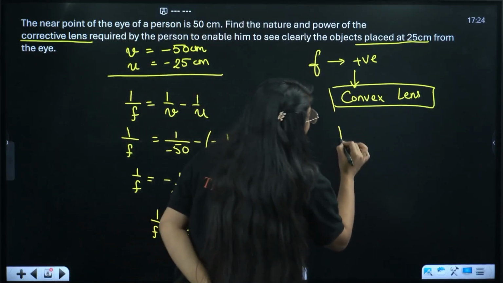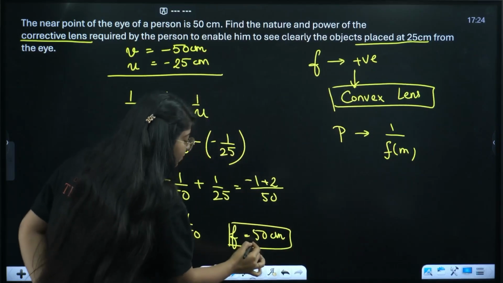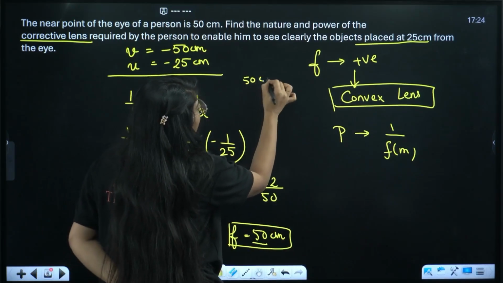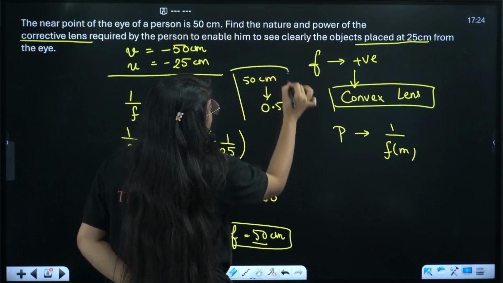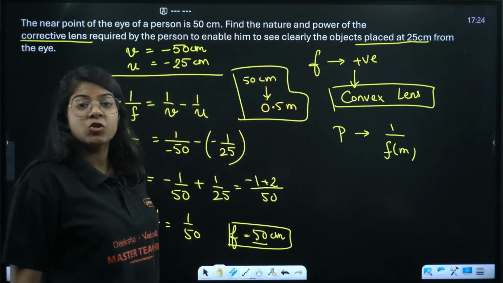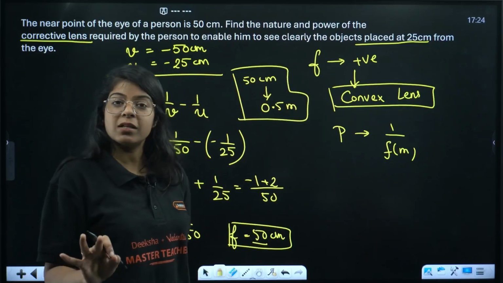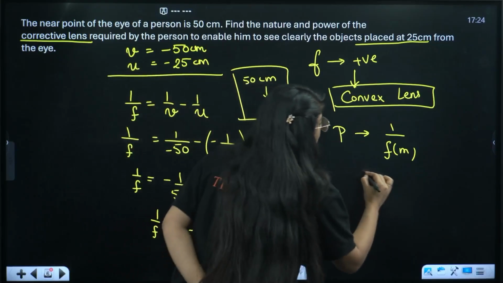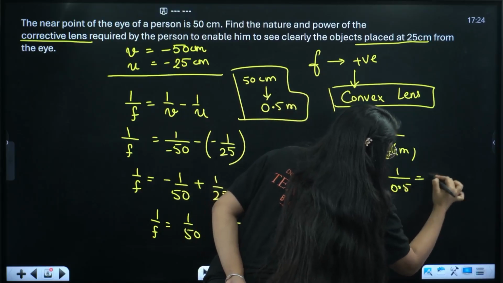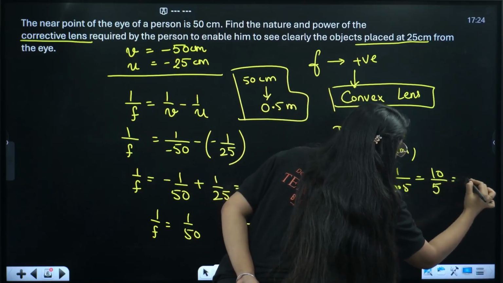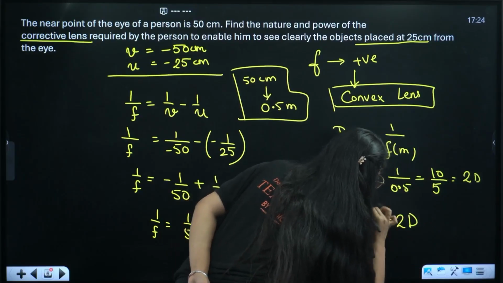Now to find the power, we have to convert focal length into meters first. So this is 50 centimeter, which will be 0.5 meters. Done. You just have to multiply with 10 raised to power minus 2 or divide by 100 for converting centimeter into meters. So this will be 1 divided by 0.5, right? That will be 10 by 5. That will be 2 diopters. So power is 2 diopters.